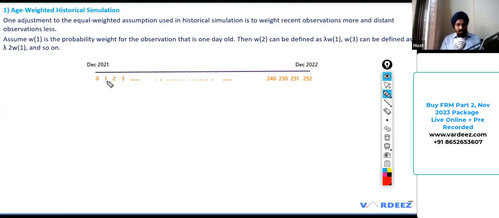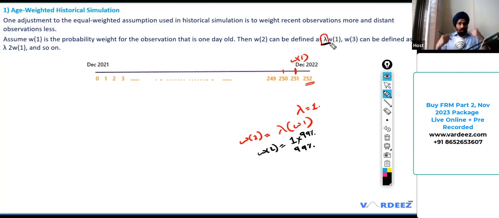Okay, so probably the best way to understand is via this timeline. So imagine I've pulled up this 252 days of data, the past data. I'm going to give weight 1 to the most recent data point. And then the 250th data point will have a lesser weight depending on the parameter, which is lambda. If the lambda is 1, what happens? Then weight 2 is nothing but lambda times weight 1. So weight 1 is 99, lambda is 1, again weight 2 will be 99%.